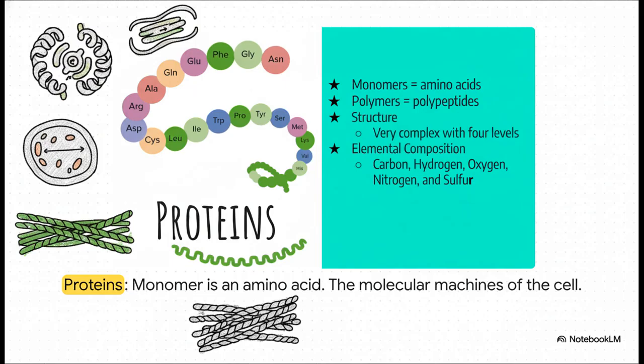Now for the undisputed workhorses of the cell, proteins. Proteins are built from monomers called amino acids, and they do, well, just about everything. They're the enzymes that speed up chemical reactions, they provide structure like your hair and nails, they transport materials. They are truly the little molecular machines that make a cell run.